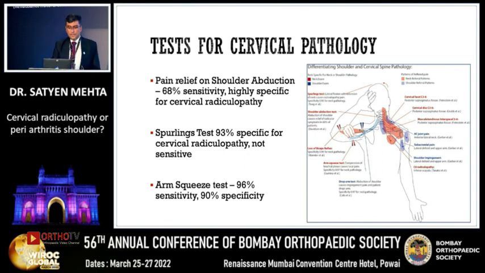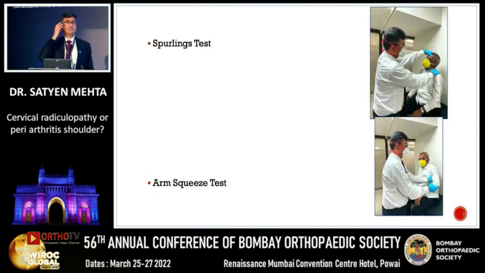The next is your Sperling's test and your arm squeeze test. Now, Sperling's test is when you extend the neck and cervical spine and do abduction, and then the patient complains of pain radiating from the neck into the shoulder and into the arm. That is quite a sensitive test, but it is not very specific again. The arm squeeze test is actually supposed to be the most sensitive and specific. So you squeeze the arm, and if the patient gets pain radiating into the hand, that actually indicates a cervical radiculopathy and brachialgia, and it has more than 90% sensitivity and specificity. So this is one thing which could help to differentiate between them.